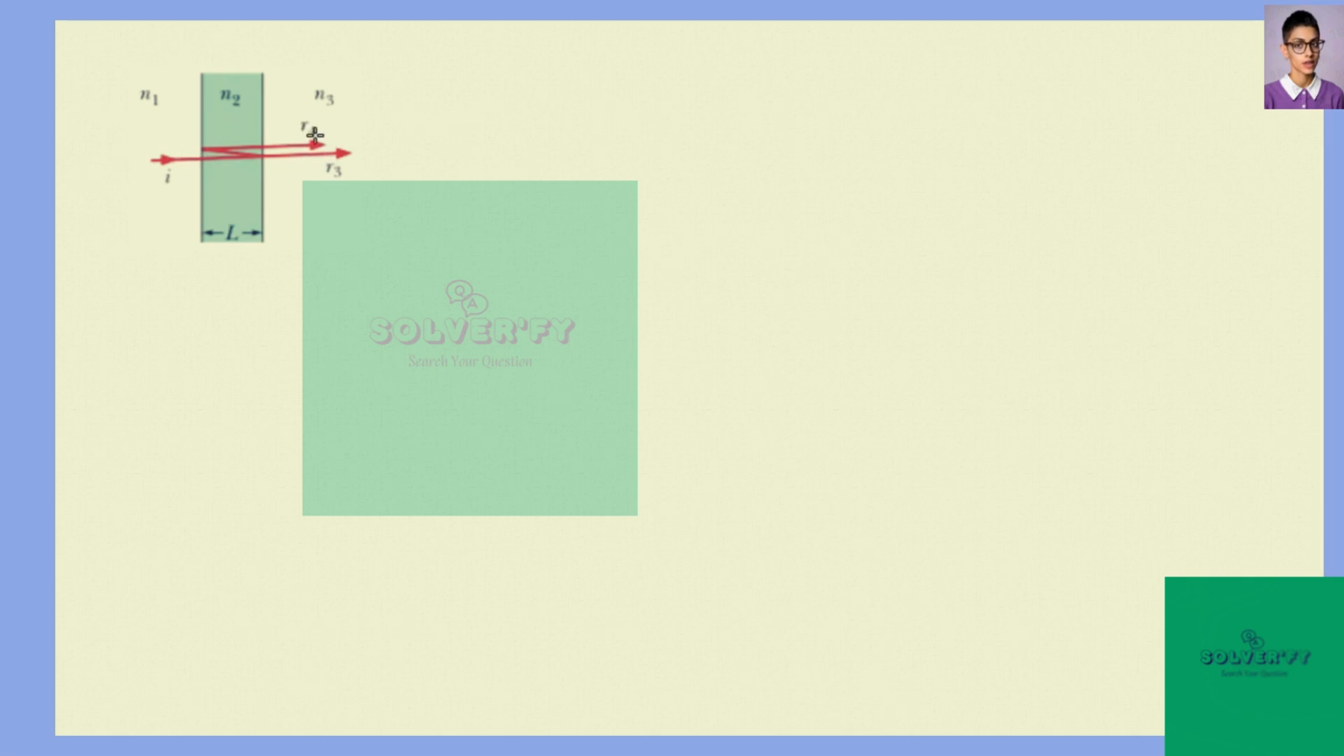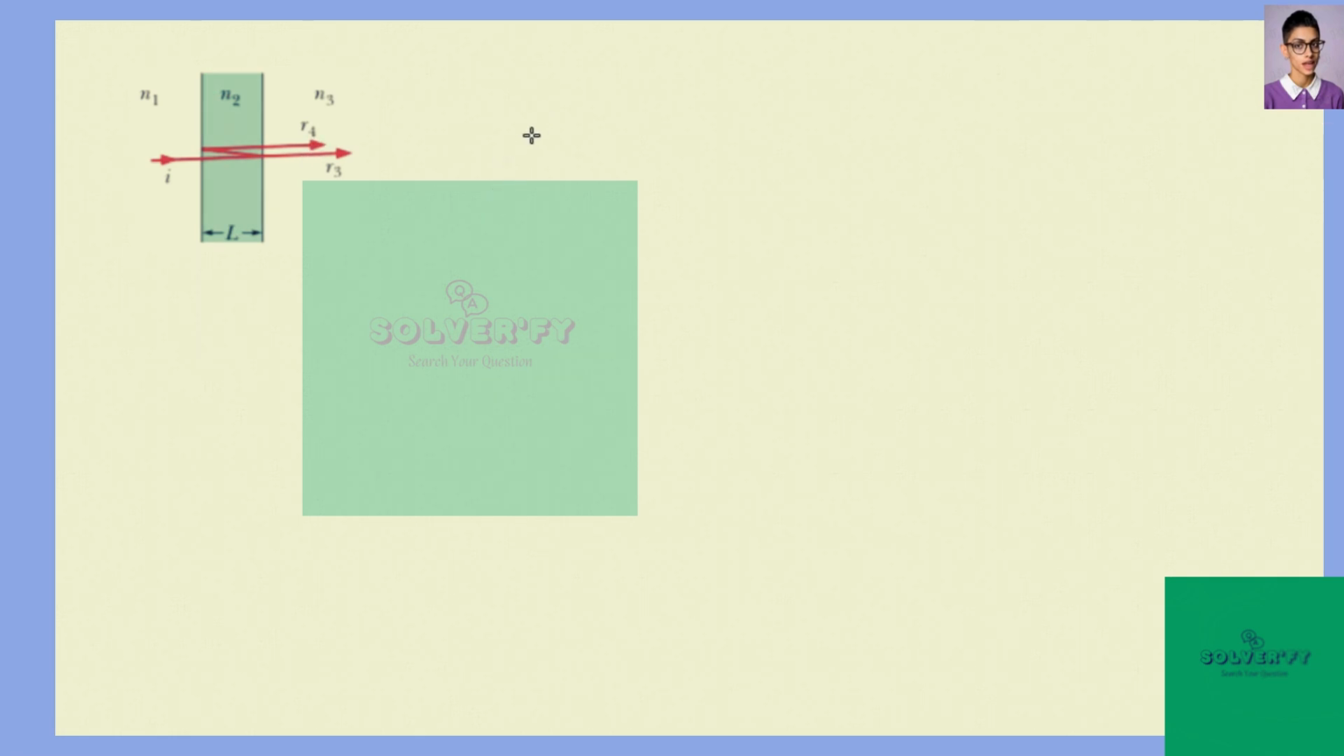And they want us to find which thickness L will result in maximum intensity of the transmitted light, which means that these rays will completely constructively interfere. And there's multiple thicknesses that will satisfy this, and they want us to find the second smallest thickness that will result in constructive interference, or complete constructive interference.